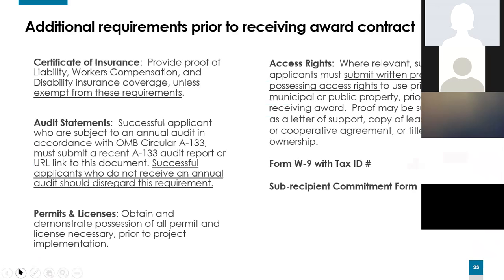I'll need the W-9 form returned. I'll need a subrecipient commitment form returned, which asks for audit statements, and we can go over that if you're selected. It's not as daunting as it sounds. It's a bunch of yes, no boxes, and if any of those apply to you, you just give me the forms that it's asking for.